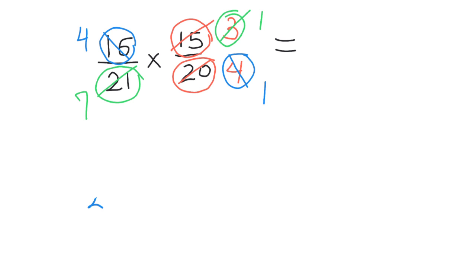And then, once we've simplified everything we can simplify, we multiply top times top. 4 times 1 is 4, over 7 times 1 is 7. And that is our answer.